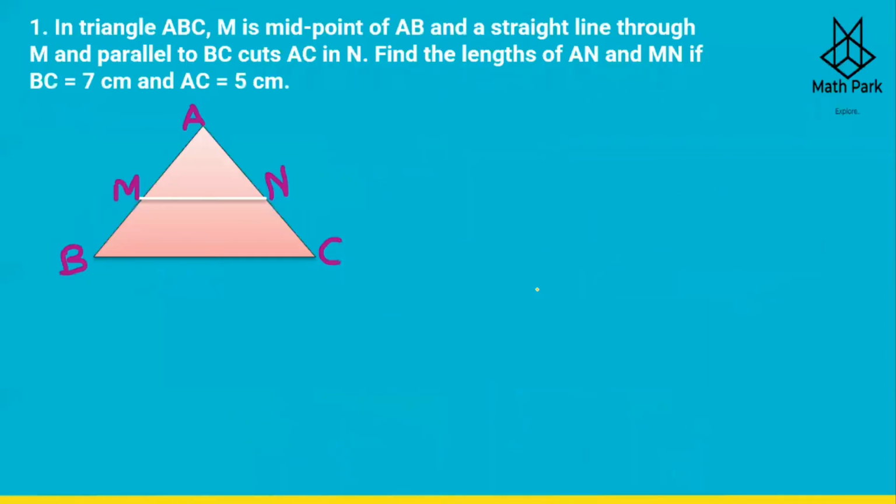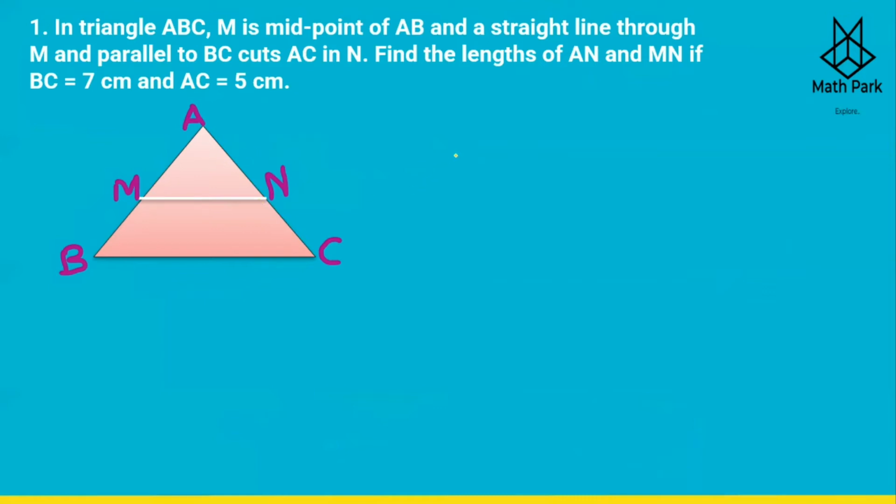So we start with the first question. In triangle ABC, M is the midpoint of AB and a straight line through M and parallel to BC cuts AC in N. Find the length of AN and MN if BC is equal to 7 centimeter and AC is equal to 5 centimeter. Now, we know two theorems, midpoint theorem and its converse.